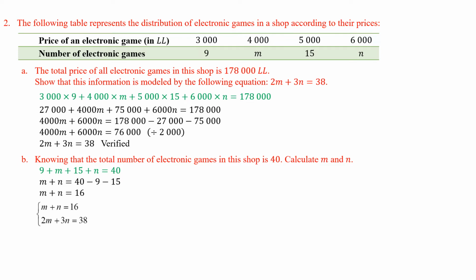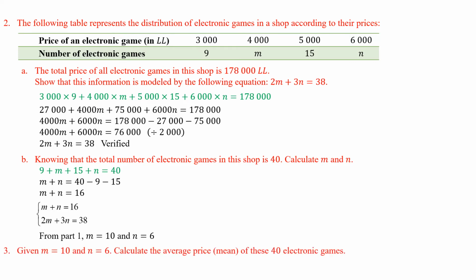Then we have a system of equations. m plus n equal to 16 and 2m plus 3n equal to 38. It is a system that we solved in part 1. Then we can use the results of part 1 to find that m is equal to 10 and n is equal to 6.